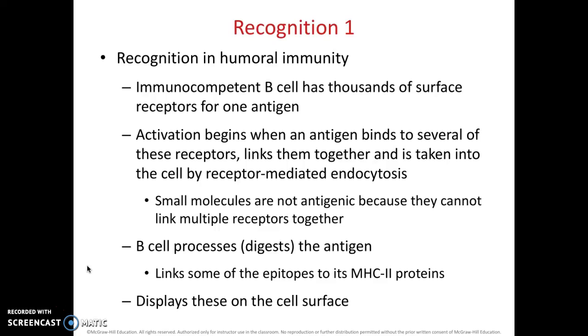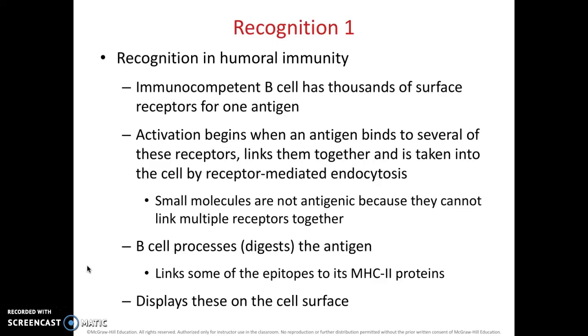Activation of the B cell will occur when antigens bind to several of those receptors for the antigen, and that will link them together and they'll be taken into the cell by receptor-mediated endocytosis, which is pretty much the same as phagocytosis. Small molecules aren't able to be antigenic because they can't link multiple receptors together. So generally speaking, you won't get haptens initiating this immune response, but it does happen.